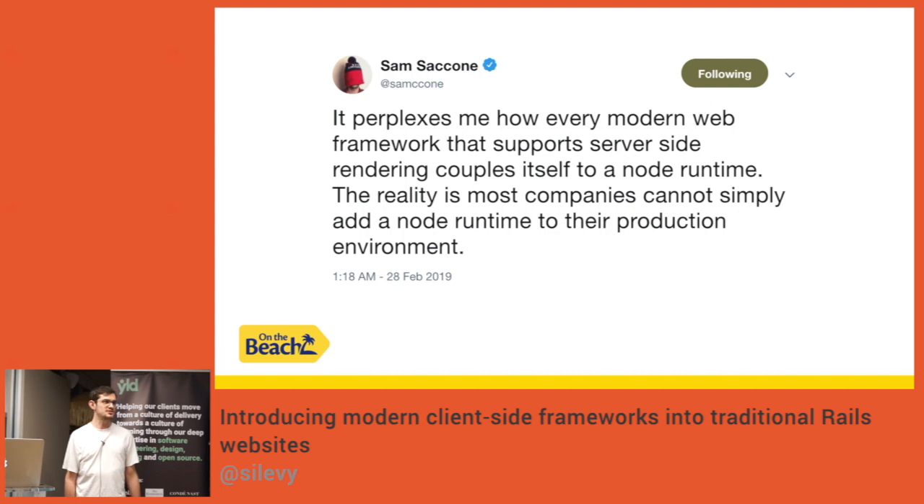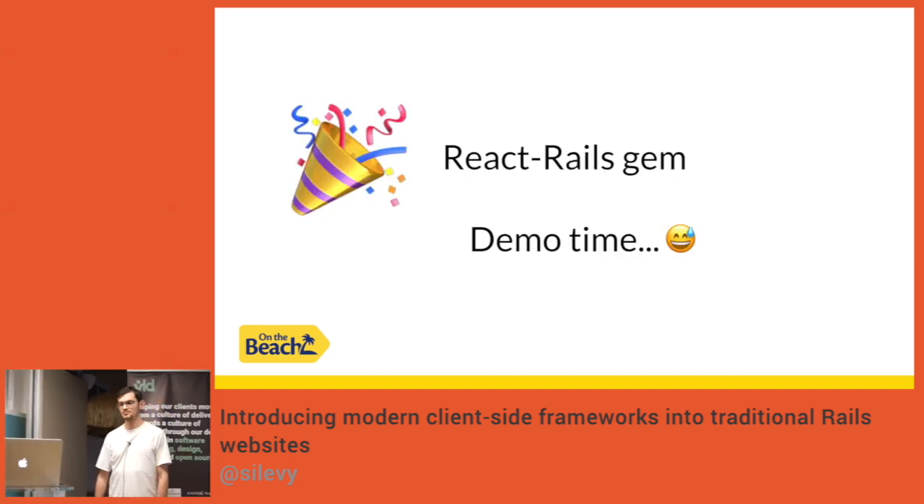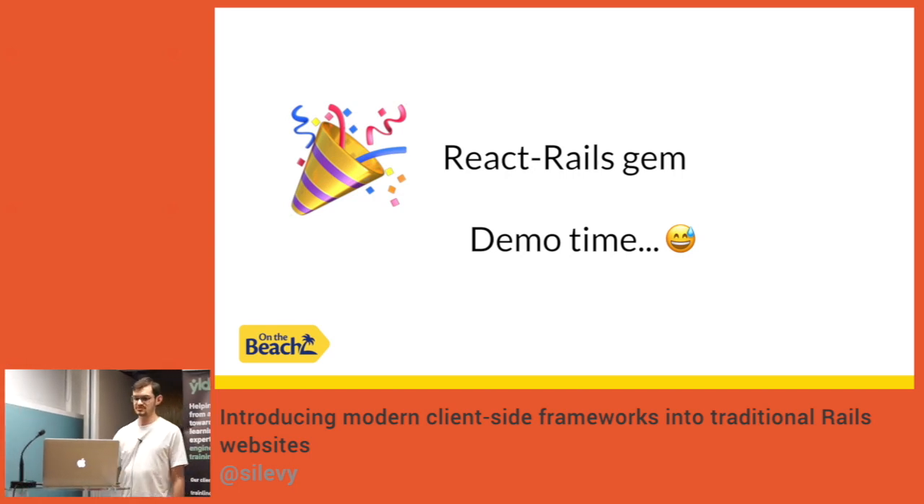A lot of companies run Docker containers. They can add a node environment into the Docker container and off you go. But if you're running a legacy monolithic Rails app that isn't in a Docker container, it's not always that easy to add a node runtime in. So what can we do to get a node runtime working in Rails that allows us to do server-side rendering in React within Rails? That's where the React Rails gem comes into it.